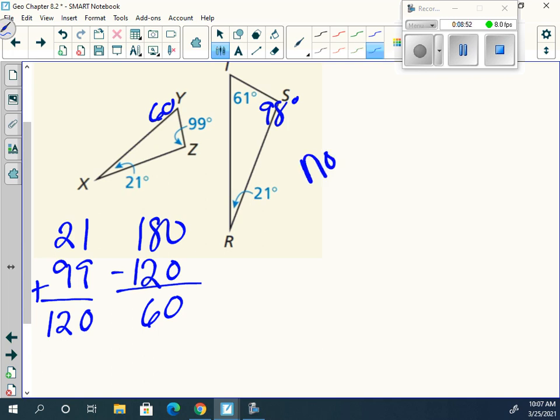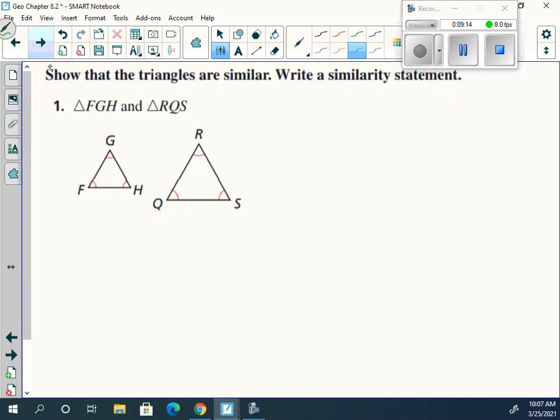So these here are, let's see here, similar, not similar. Because we don't have two angles that are congruent. We need at least two angles that are congruent to each other. Yes? Any questions on this here? Okay.